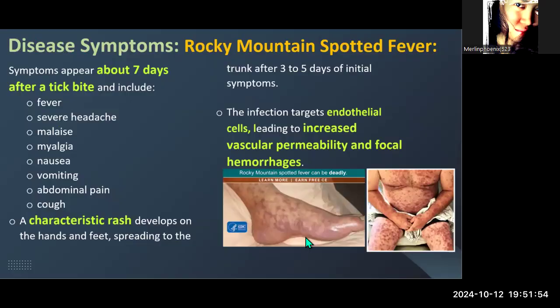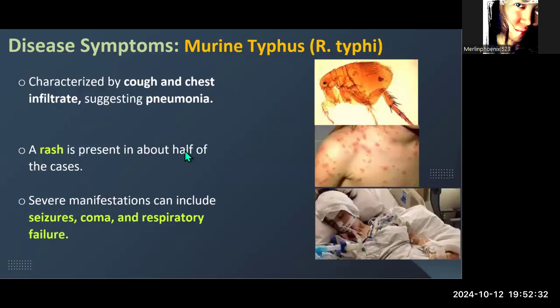So symptoms typically emerge about 7 days after a tick bite and include fever, severe headache, myalgia, nausea and vomiting, abdominal pain, and coughing. And then there is this characteristic rash that develops on the hands and feet, spreading to the trunk after 3 to 5 days of the initial symptoms. So the infection targets endothelial cells, leading to increased vascular permeability and focal or localized hemorrhages.